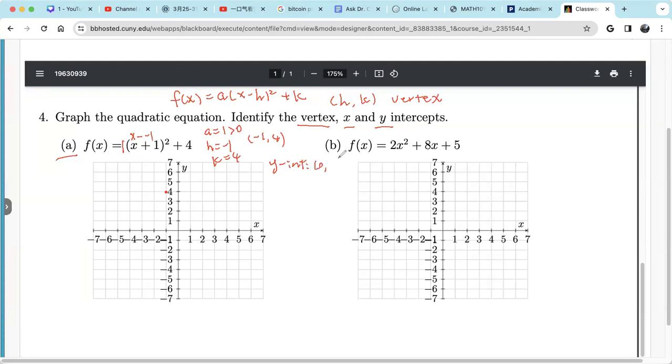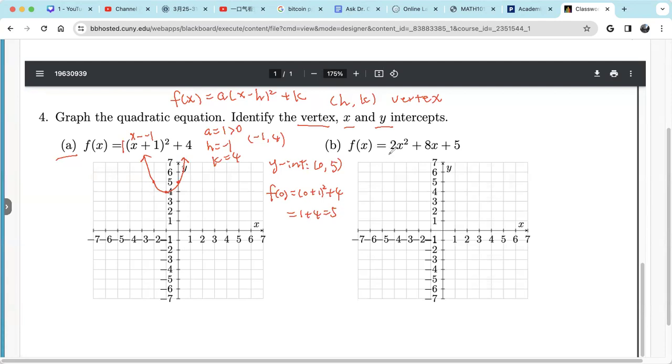Y-intercept means x value is 0. So we just have to evaluate the function at 0. So we have 0 plus 1 squared plus 4. 1 squared is just 1, plus 4 is 5. So 0, 5 is our y-intercept. So we have those 2 points, we graph the upward parabola. By symmetry, we have this point too. So that's the graph. Because this graph goes away from the x-axis, we don't have x-intercepts.